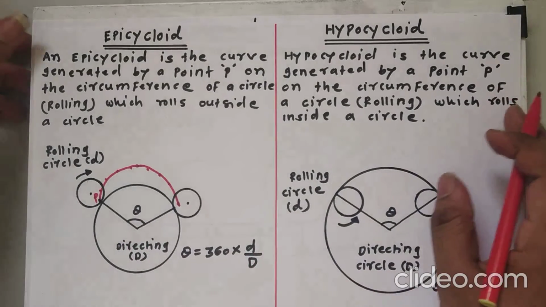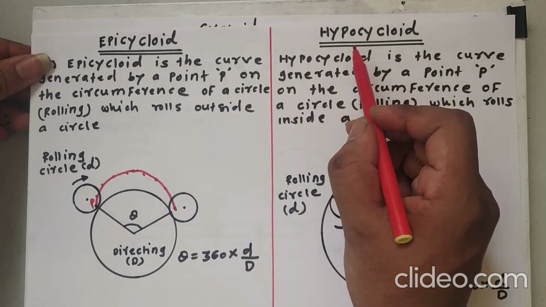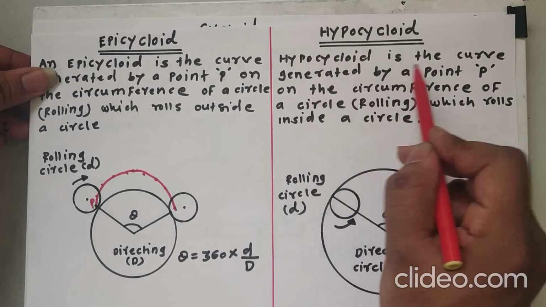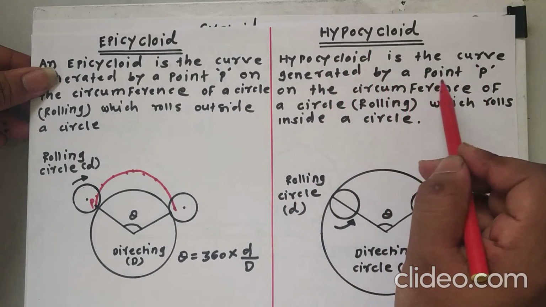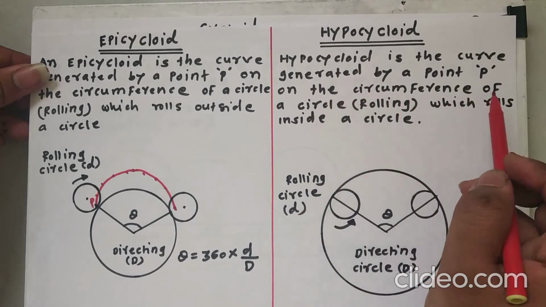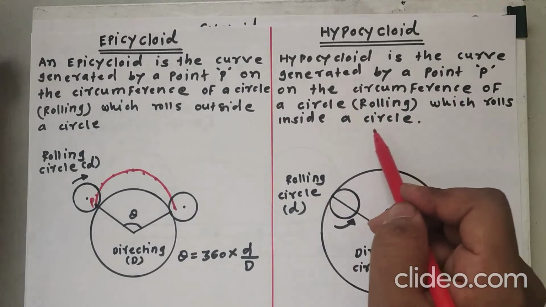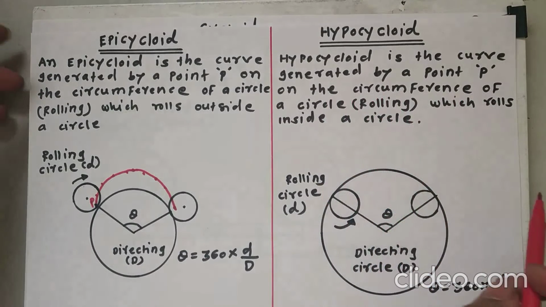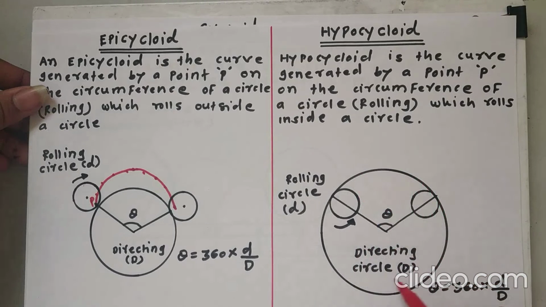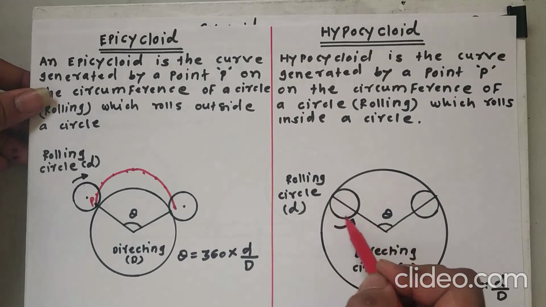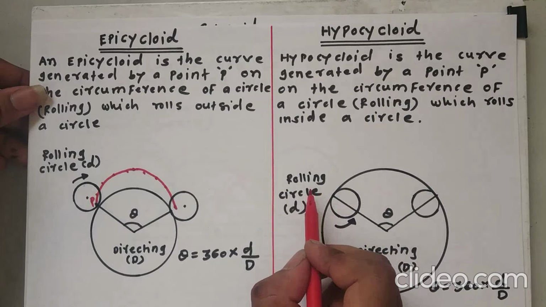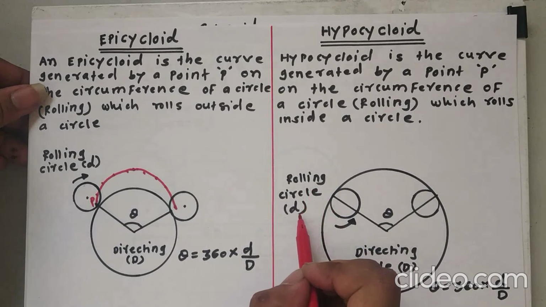Next, concentrate on the hypocycloid. What is the meaning of hypocycloid? A hypocycloid is the curve generated by a point P on the circumference of a circle which rolls inside a circle. So this statement is very important: which rolls inside a circle. Now consider, this larger circle is called the directing circle and the smaller circle is called the rolling circle. The directing circle is represented by capital D and the smaller rolling circle is represented by small d.